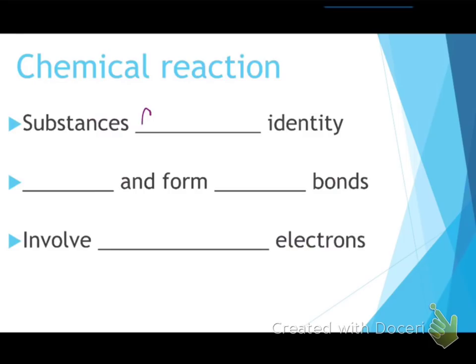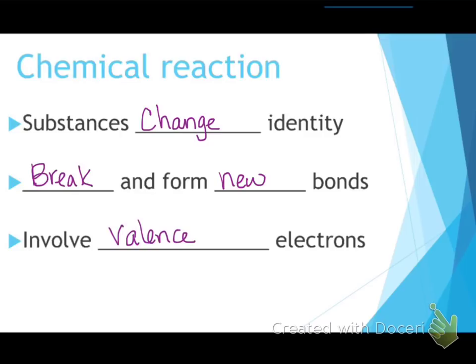All right, chemical reactions. Substance change identity. You know this. We talked about this when we were doing chemical reactions and chemical and physical changes. You know that that's a way to tell. They break and form new bonds, and it involves valence electrons. I've heard that word before. I wonder what that means. What does valence electron mean? You should write it down right here.